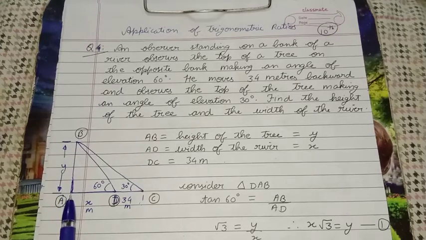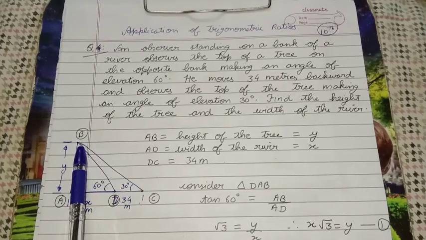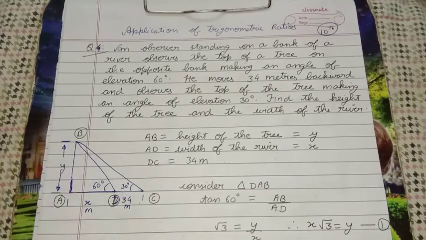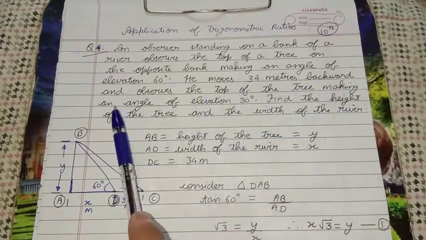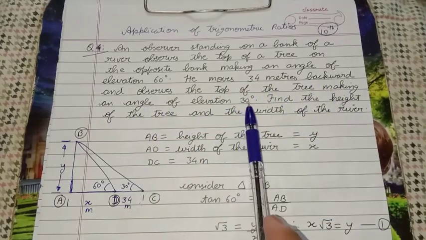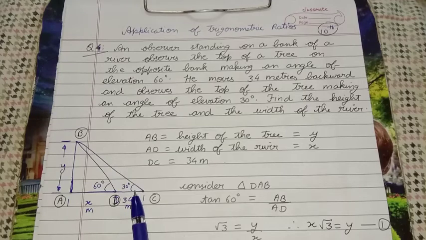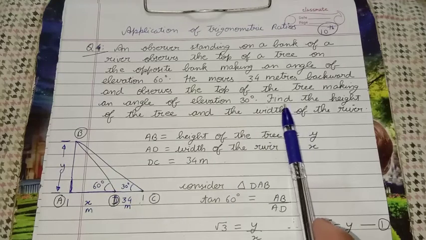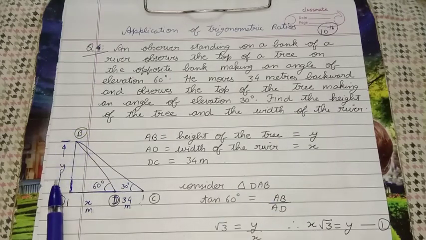Here AB is the tree, and this observer is watching the top of the tree, that is point B, which is on the opposite side of the river. Fine. Now he moves 34 meters backward and observes the top of the tree, and now the angle of elevation is 30 degree. See here, he is moving from D to C. The distance is 34 meters. They have asked us to find the height of the tree and the width of the river. The height of the tree is y, and the width of the river is x.